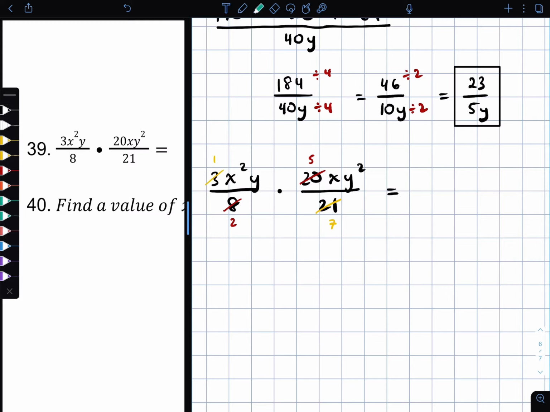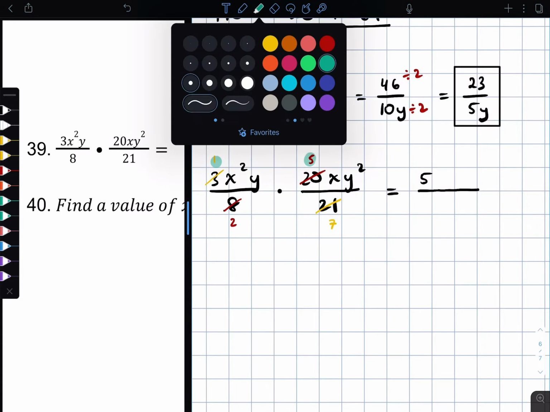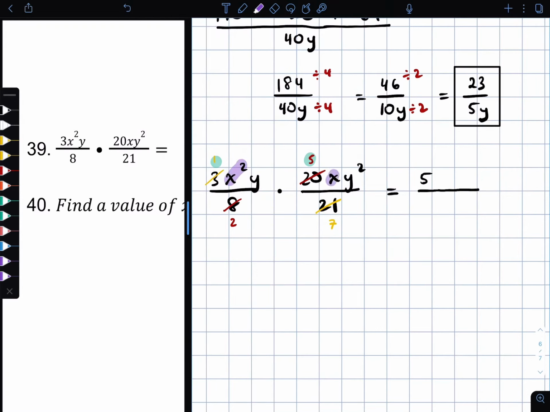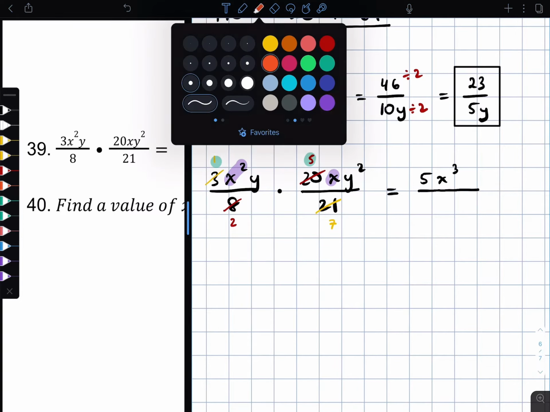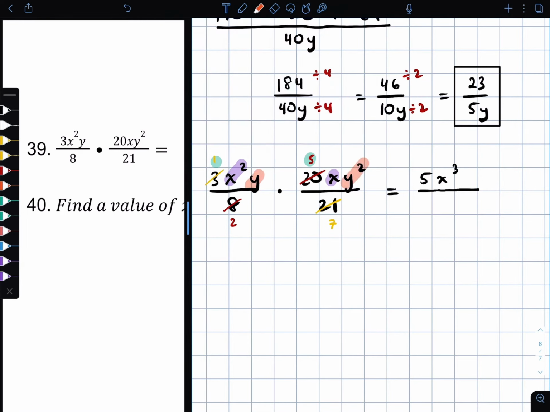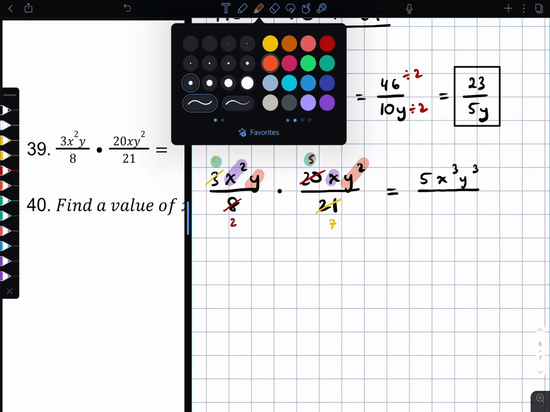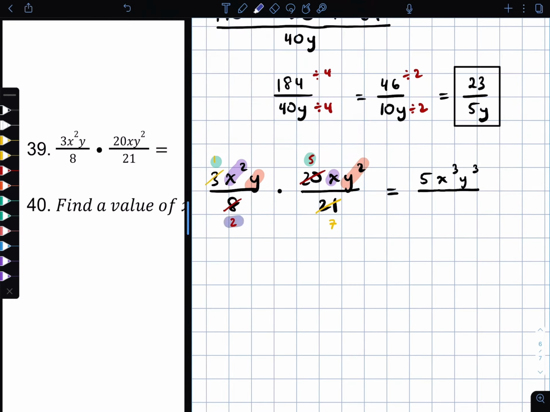If we multiply these numbers together, 1 times 5, that's going to be equal to 5. And then if we multiply this x squared by x, that's just going to be x to the 3rd power. And then if we multiply this y by this y to the 2nd power, that would be y to the 3rd power. And then if we multiply whatever we have left on the bottom here, so it's really just 2 times 7, that'll be 14. So that would be the most simplified version of this multiplication problem.